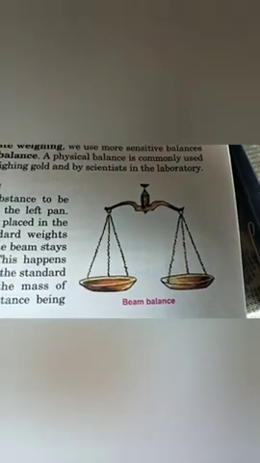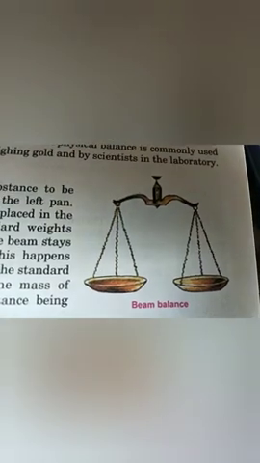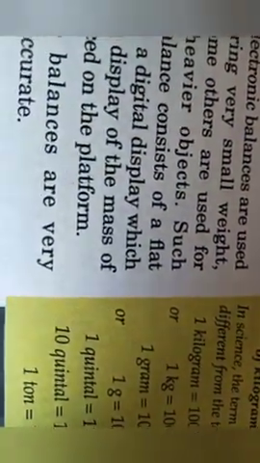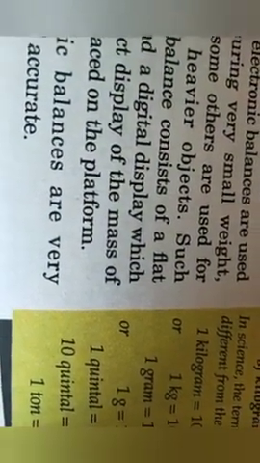Then the beam should be able to move freely about the central axis. Both the arms of the beam balance should be accurate, and the weights should carry the stamps of the measures department, so we can know that these are accurate. So here are the multiples and submultiples of the kilogram. You need to write this in your notebook. The measures are given for easy conversions.